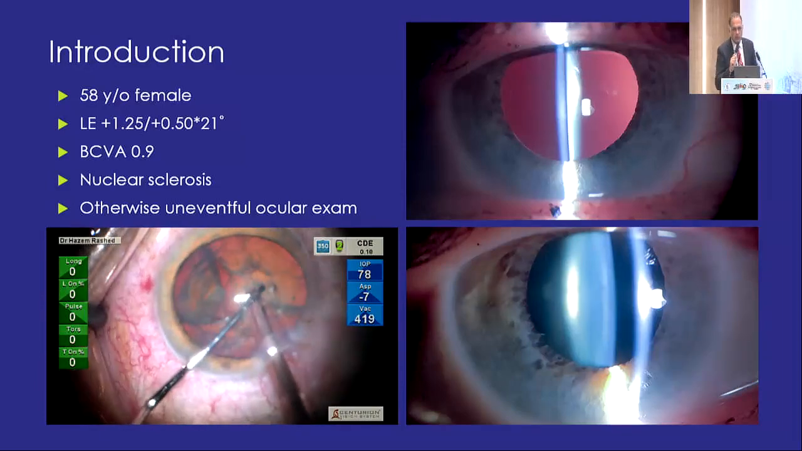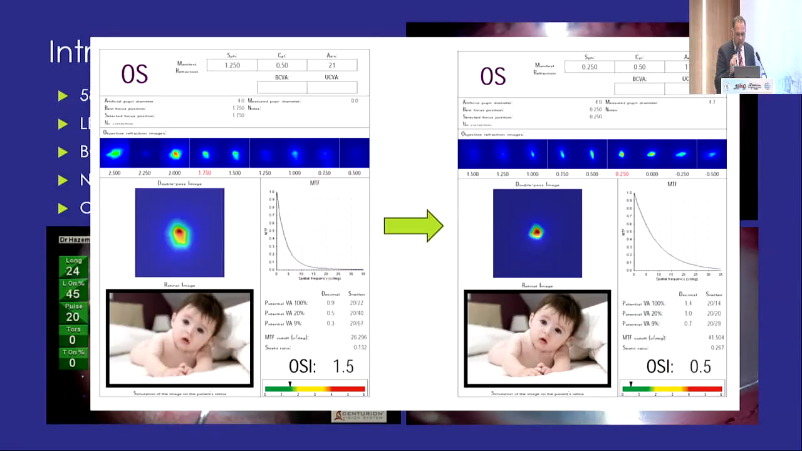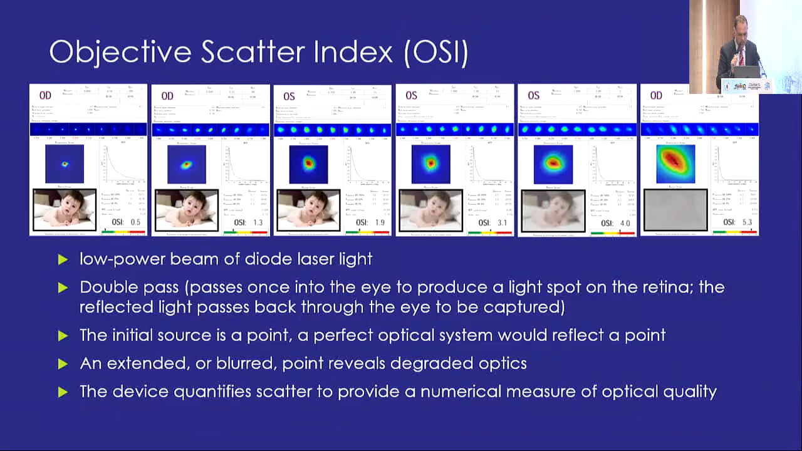So how do we pick them up? How do we give them enough objective reason to proceed with the surgery? This is the status of the light scatter of this patient before the surgery and after the surgery. Before the surgery, it was still in the green level, but a little bit deteriorated. And after the surgery, it is much, much better.